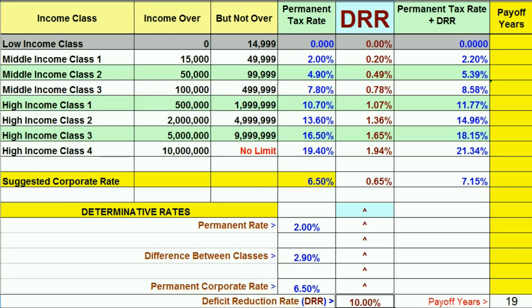Likewise, if we add 1% to the difference between classes, and increase it to 3.9%, all income class rates rise, and the payoff years come down to 15. And, if we were to lower the corporate tax rate to 6%, the payoff years would return to 19.